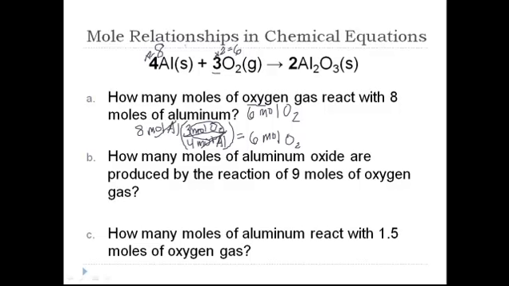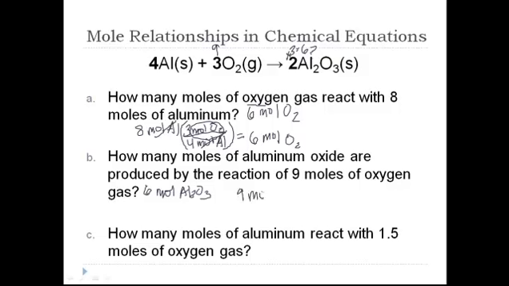All right, letter B, how many moles of aluminum oxide, so that's this one up here, are produced by the reaction of 9 moles of oxygen gas? You can see that we have to multiply the coefficient by 3 to get 9. So we can come over here and do the same thing and get 6. Or we can use the other method that I showed above.